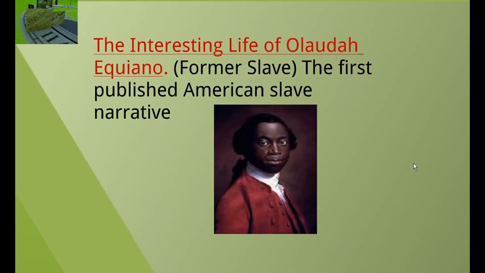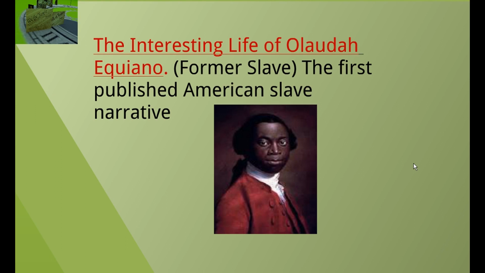And an important development also in terms of culture and intellectual affairs is the publication of the interesting life of Olaudah Equiano, who is a former slave, and this is the first published American slave narrative. Slave narrative can be considered as a genre or a subgenre. As early as 1789, we have a lot of blacks, some of them former slaves, some born free, who are going to be involved in publications of literary works, of scientific works, and who are going to be very active at this time.